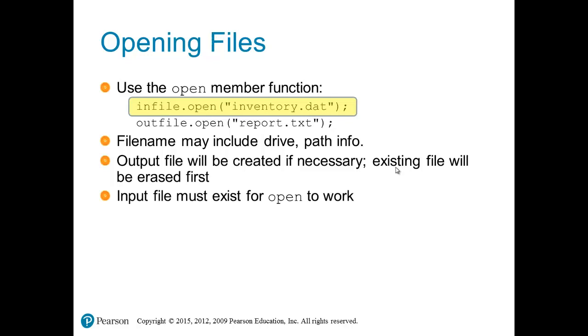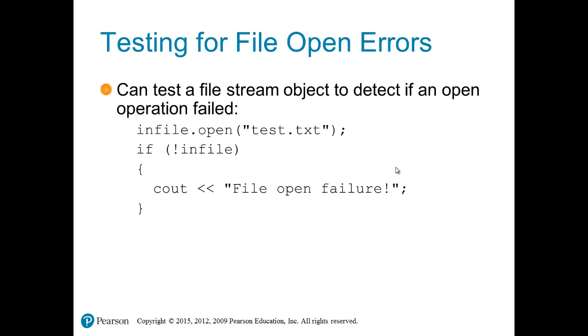The input file must exist for open to work. If inventory.dat does not already exist, this will return an error. It'll actually point to nothing. It'll return a 0. So this is how we test for that case. infile.open test.txt, that's the file name. Now, if that file does not exist, infile will have the value 0 after that line executes. Then if not infile, so if test.txt does not exist, then infile will be 0, not 0 is true, and it would print out the cout line, file open failure. All right, so you always want to use this when you open an input file. That way you'll know if the file actually opened or not.